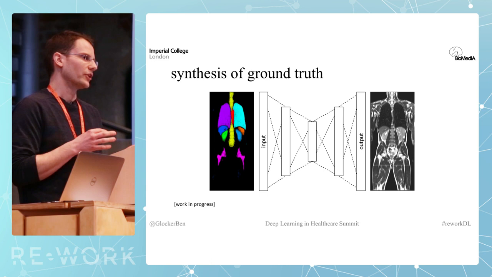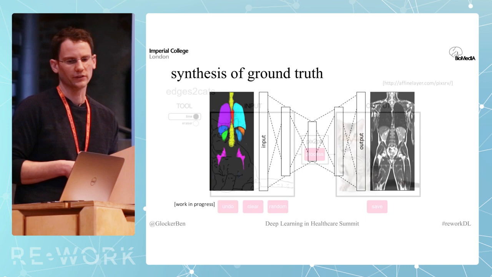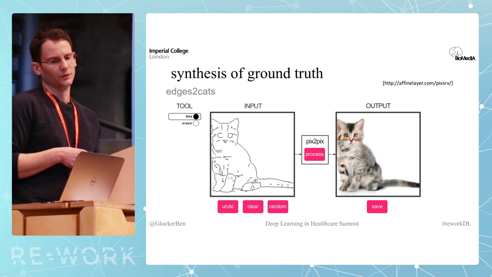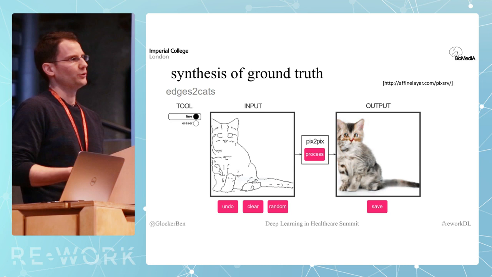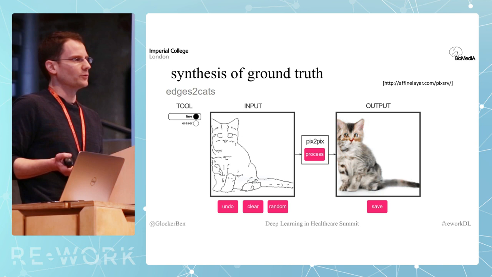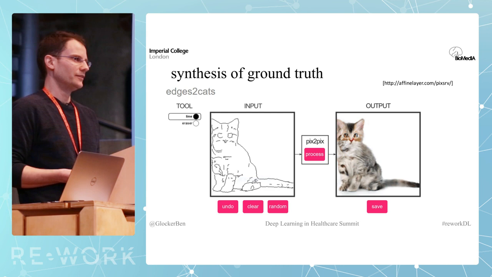So this is work in progress. I don't know how many people have seen this last week or the week before coming up on the web, where people came up with a tool where you can draw outlines of cats, and it will produce an image of a cat. This is called Edges to Cats. Actually, I thought, that's exactly what I would like to have for my medical imaging, right? I want to draw something on the left, and get a cat on the right. Or in my case, I want to have an MRI scan.